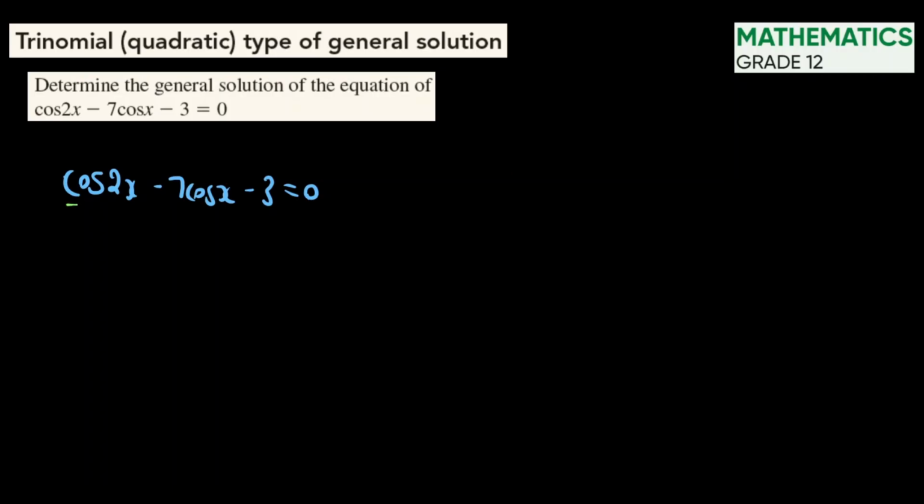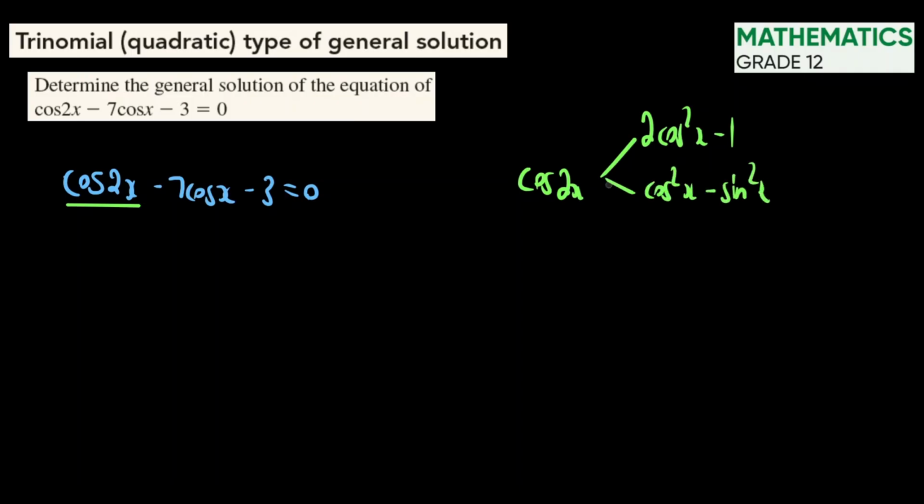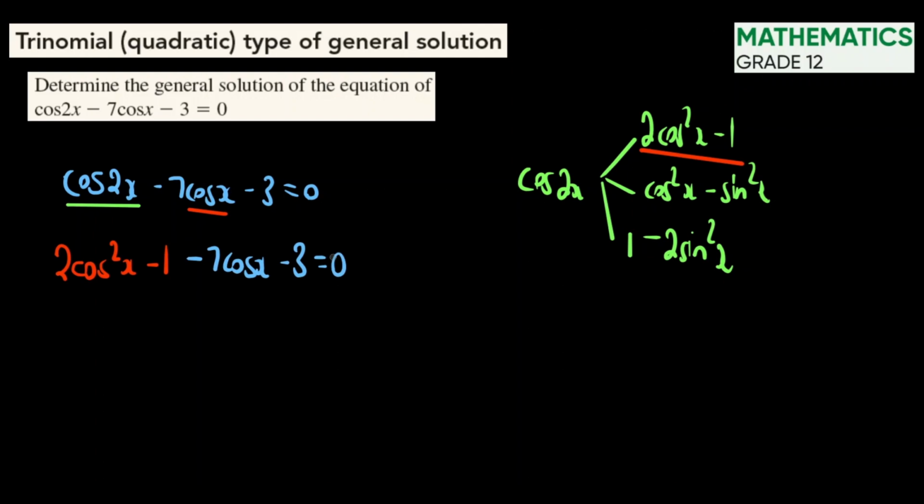So what stands out here is the double angle of cos. I have a double angle of cos, and what we need to do is to change this double angle to one of the 3 options we have for cos. And these are the 3 options that we have for double angle of cos. And how do we know which option to choose? We already have cos in the equation, so we just take the one with only a cos to make things a bit lighter for us. So with this cos 2x, we're going to replace that with 2 cos squared x minus 1. And then we continue with the original equation, minus 7 cos of x minus 3 is equal to 0.